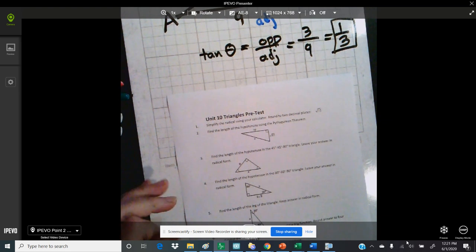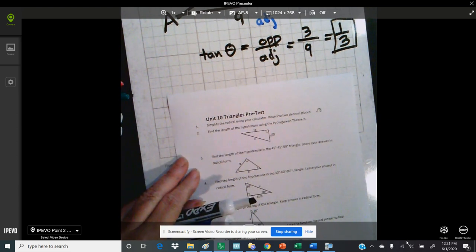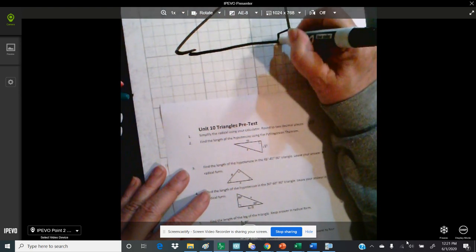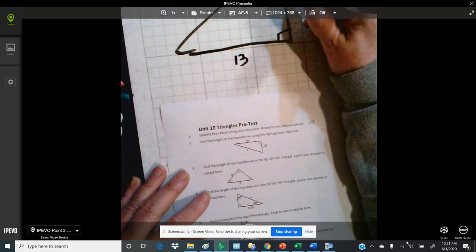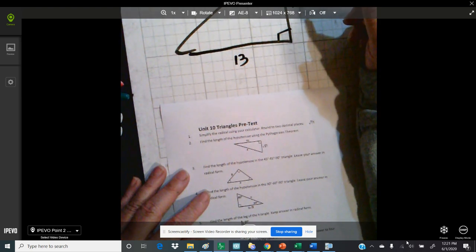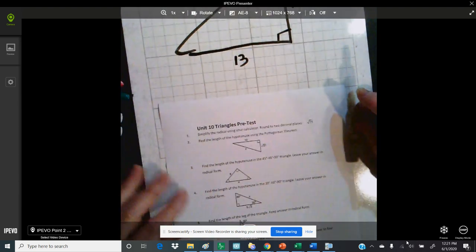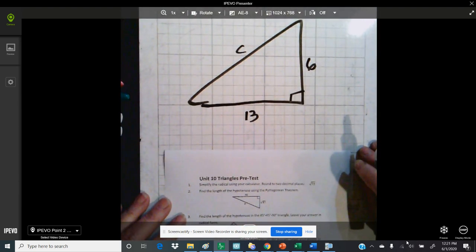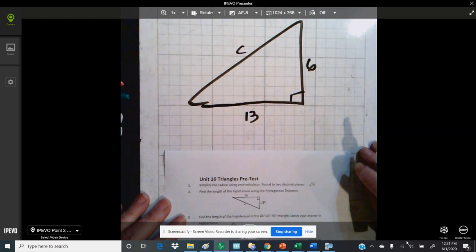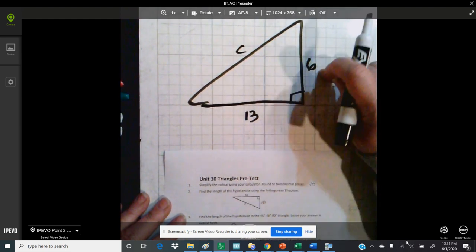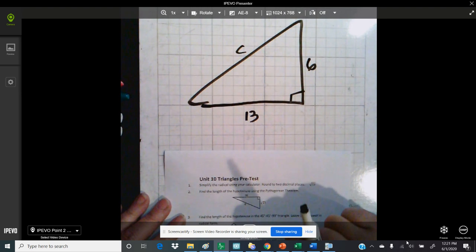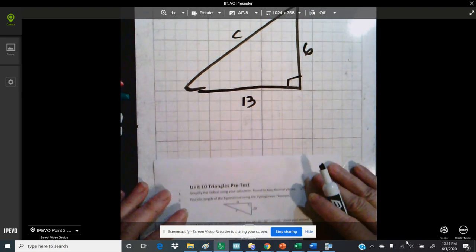And then number 8 says, use the diagram to determine the value of C. So here I have a diagram, and I have, this is 13 and this is 6. And they want me to find the value of C. Well, I don't know the angles at all. Don't have any idea what the angles are, so I can't assume that it's a 45, 45, 90 or a 30, 60, 90. But I have 2 sides, so if I have 2 sides, I can solve for the third side using the Pythagorean theorem.